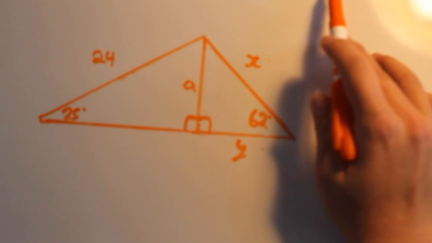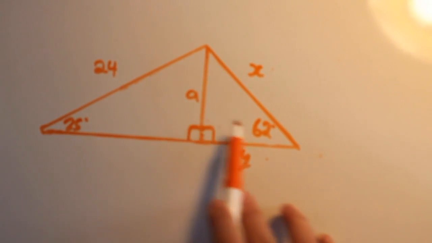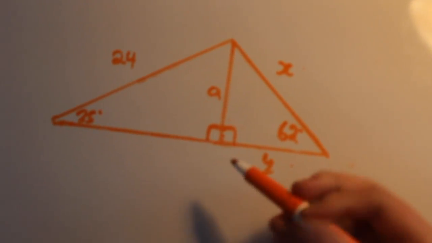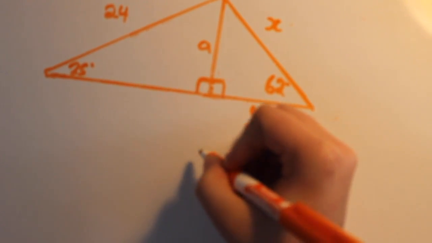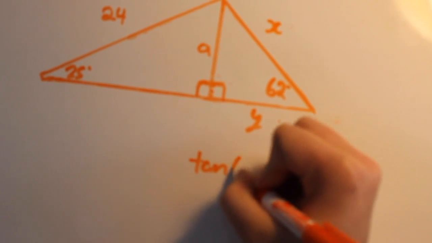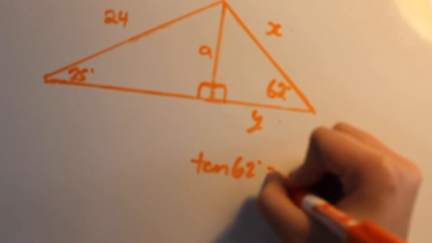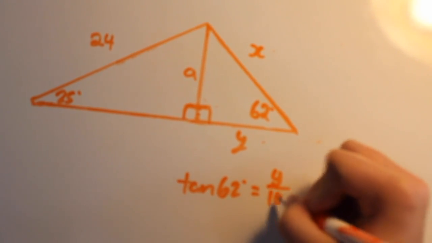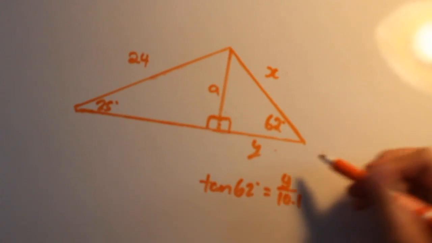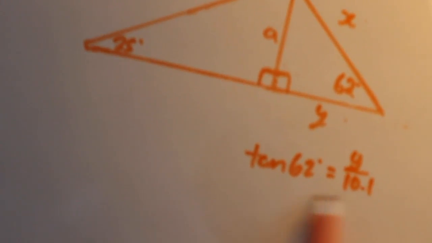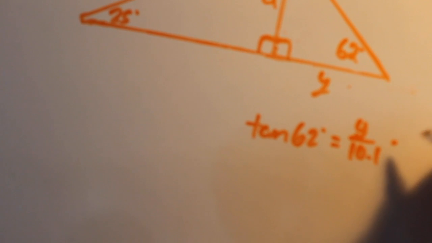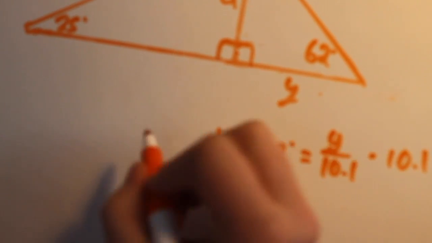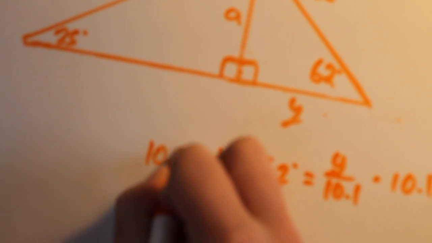And A, our known variable, is opposite to the 62 degrees. So we're going to use tangent. So it would be tangent 62 degrees is equal to y over 10.1. This is the exact same as getting A. We're going to need to multiply 10.1 to this side, and multiply 10.1 to this side.